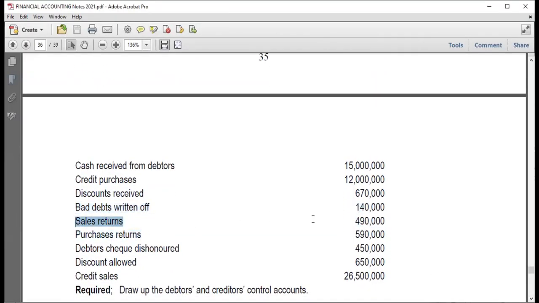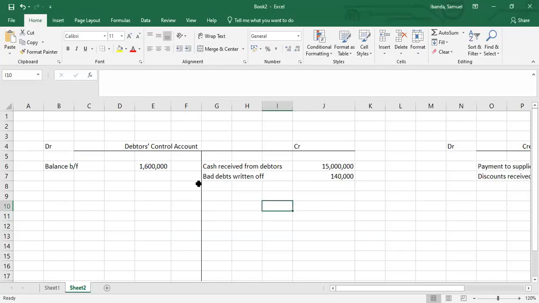Then I'll come to sales returns, okay? Now, sales returns, as you can see, relates to debtors, the debtors control account. Now, sales returns means that we sold to customers and customers have returned. Sales returns are like returns inwards. Now, returns inwards reduce our debtors. They reduce our debtors balance. Basically, we're not going to receive money from things that they have returned, okay? So those should actually be credited in this account, the sales returns.